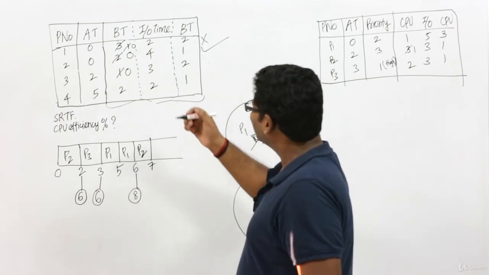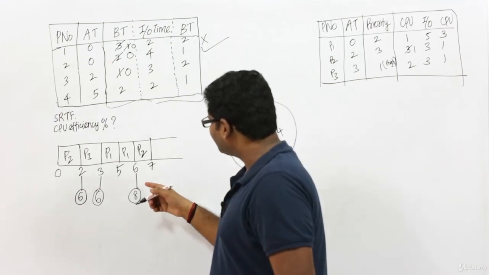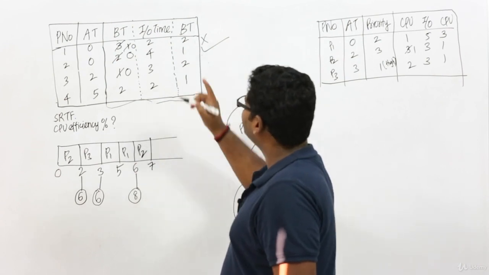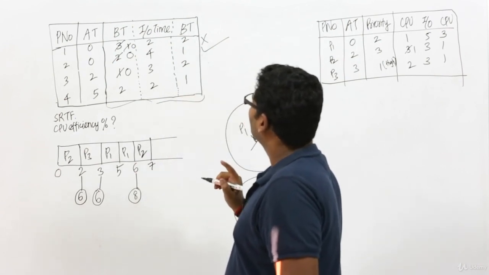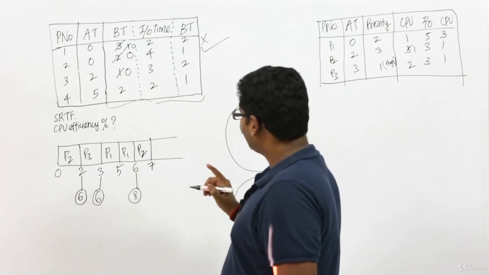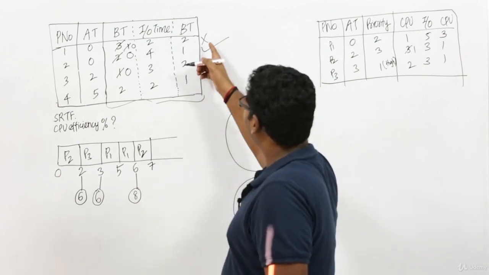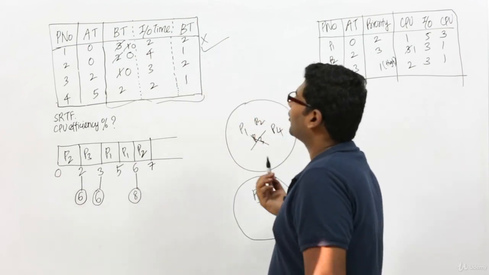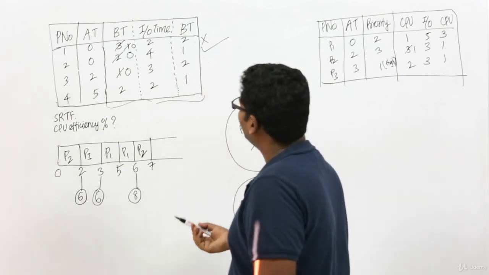Fine. Now let's see this. So at time unit 7, process P2 has completed its execution. And as of now, process P1 is in IO state. So we have only processes P3 and P4. We need to select one of them. Which one should we select?